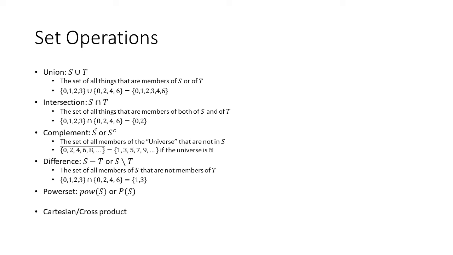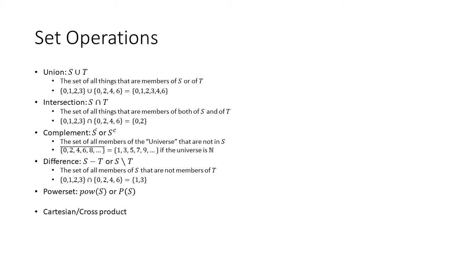The intersection of S with T is S intersect T. That symbol looks kind of like an AND symbol because it contains all of the elements that are in both S and T. The complement of S means all of the elements that are not in S.